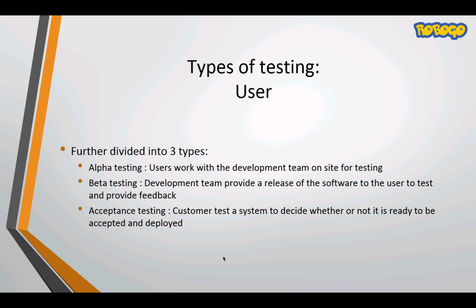The final type of testing is user testing. This can also be further divided into three types: alpha testing, beta testing, and acceptance testing. Alpha testing is where the users work with the development team on site for testing. Beta testing is where the development team releases a particular version of the software to the users to test and provide feedback. Acceptance testing is where the customer tests the full working system to decide whether or not it is ready to be accepted and deployed.